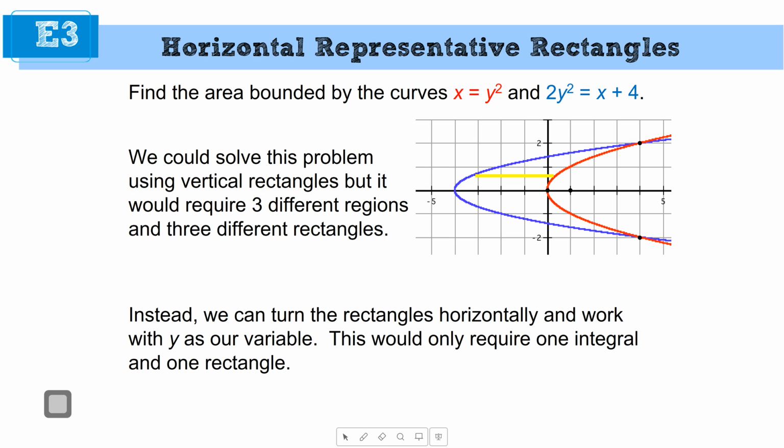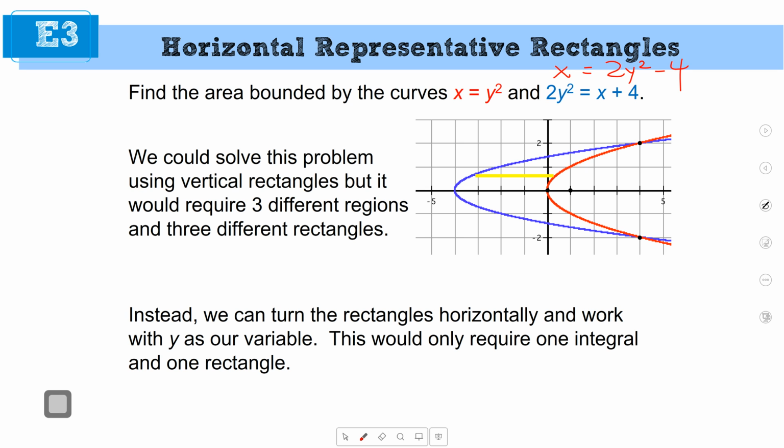What I do need, however, is to say that this is x equals 2y squared minus 4. Now that I'm working with horizontal rectangles, everything is in terms of y. The function should be in terms of y. The height, it's a height of a rectangle, not a width of a rectangle. By the way, how high is that yellow rectangle? dy, correct. Because we're working in terms of y.